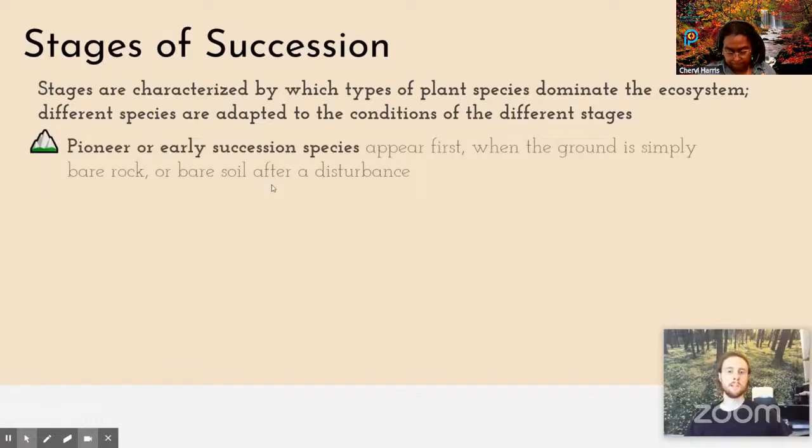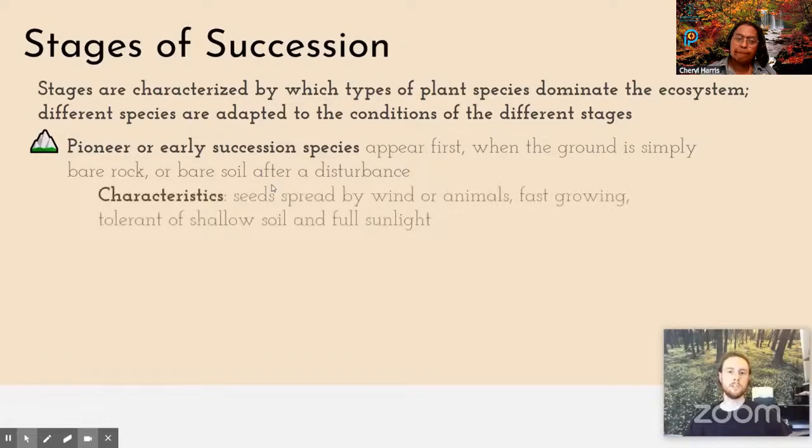These are the first species to appear in the area, and they are able to become established either on the bare rock, if we're talking about primary succession, or in the recently disturbed soil, if we're talking about secondary succession. They share some characteristics, which is that they are dispersed by the wind, meaning that their seeds are often carried by the wind to the area, or by animals who may eat the seeds and then disperse them in their waste, or the seeds may get stuck to the animal's fur.